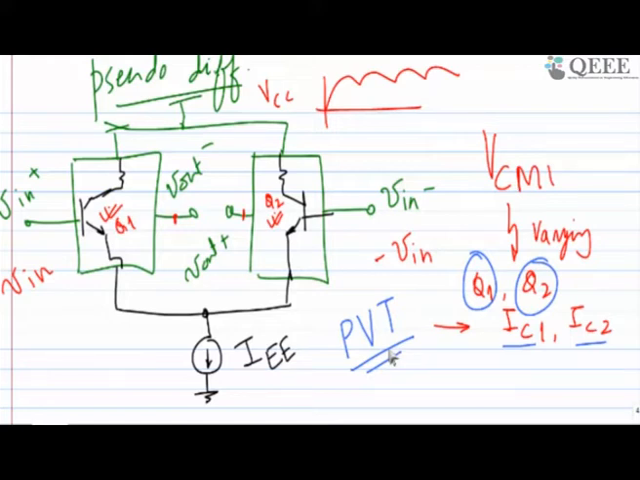And how can I make sure of that? If it is pseudo differential, of course there was a problem, you cannot do that. So in differential we have added one current source at the bottom, and that current makes sure that when both the transistors are in active mode, the current flowing through Q1 and Q2, IC1 and IC2, is not dependent on the common mode voltage, but depends on this one.